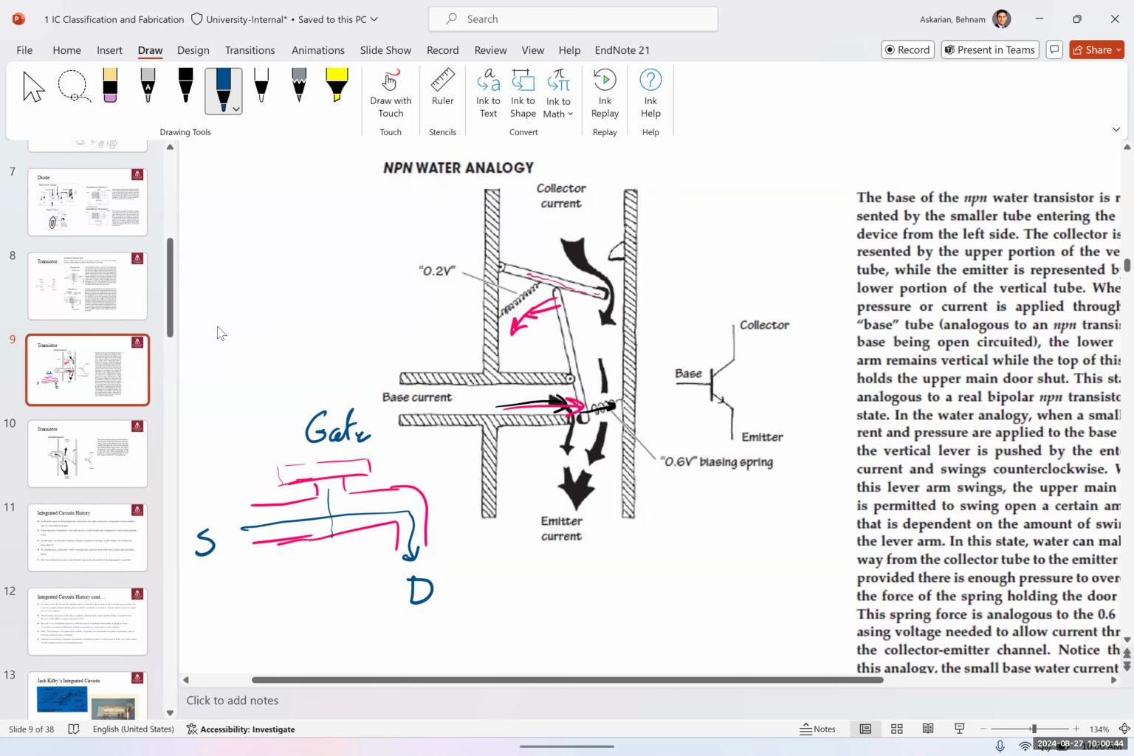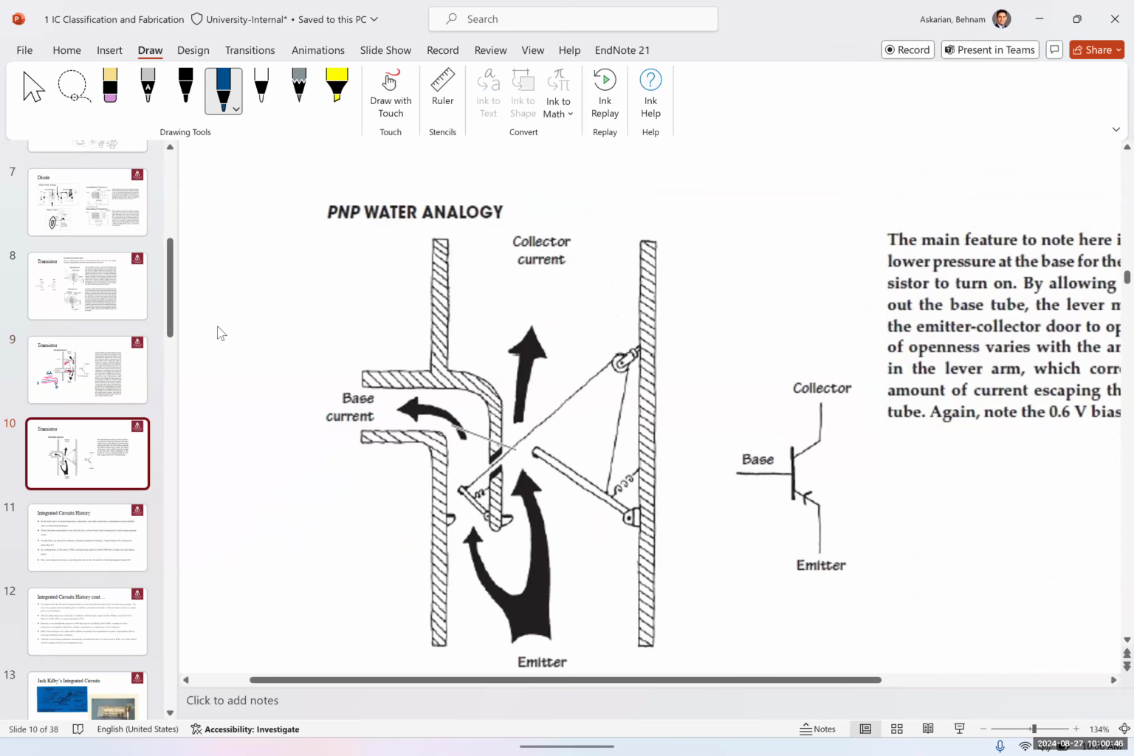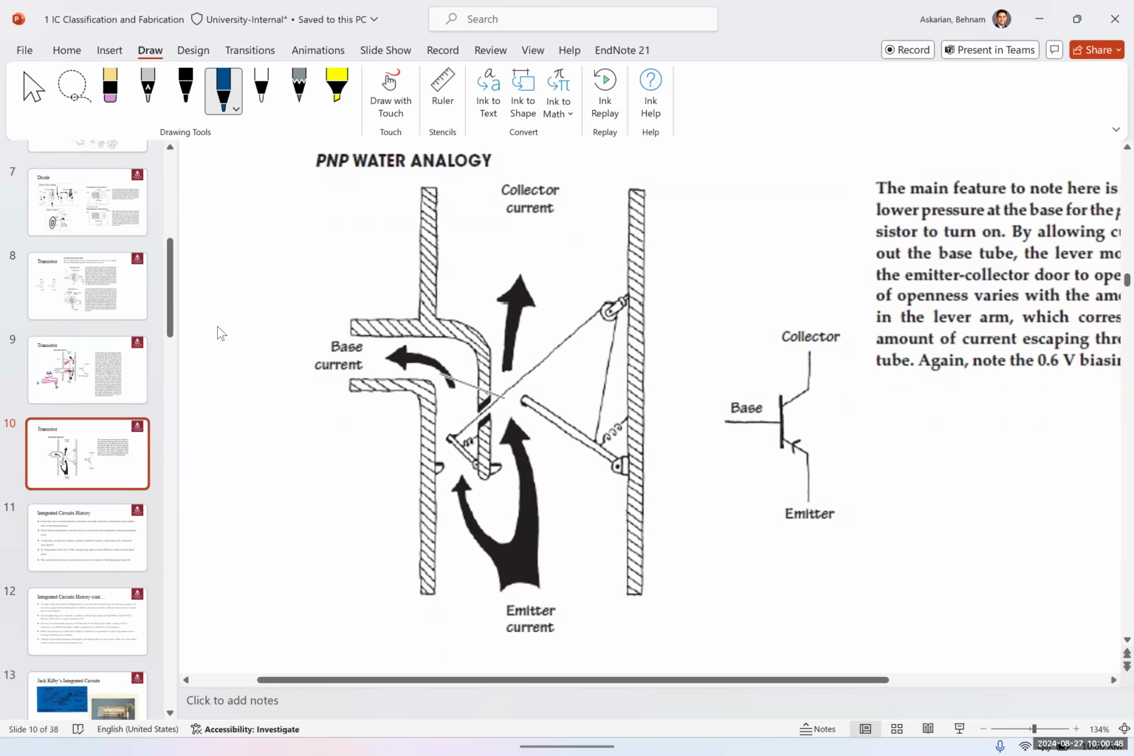This is for an NPN transistor. We have a PNP transistor as well, which is the opposite direction. Everything is the same between NPN and PNP. The only difference between NPN and PNP is the direction of the water flow. So it goes the opposite way again.